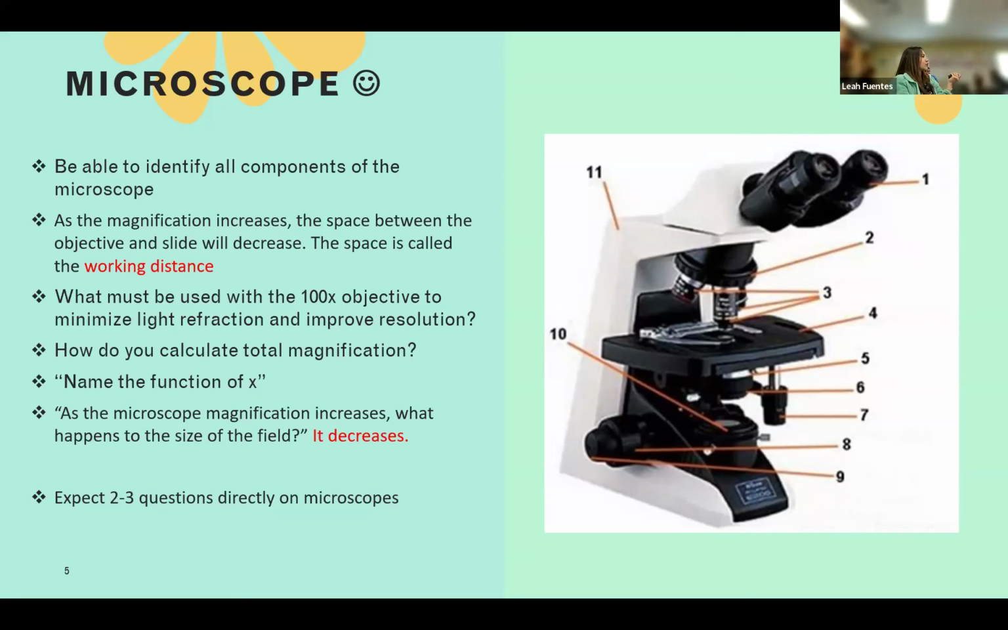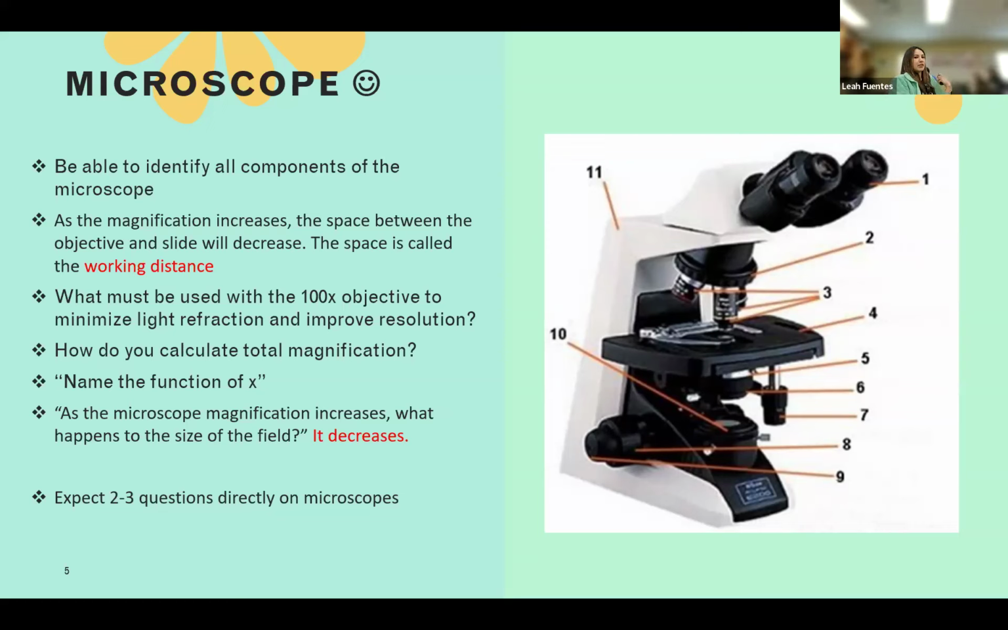And then another short answer question: as the microscope magnification increases, what happens to the size of the field? It decreases. On your exam, if you were to just write decreases, that would warrant full credit. Remember, you only have, I want to say it's 2 minutes per station, so you don't want to be there writing a full-on novel. You really want to get your answer out and then move on to the next question.